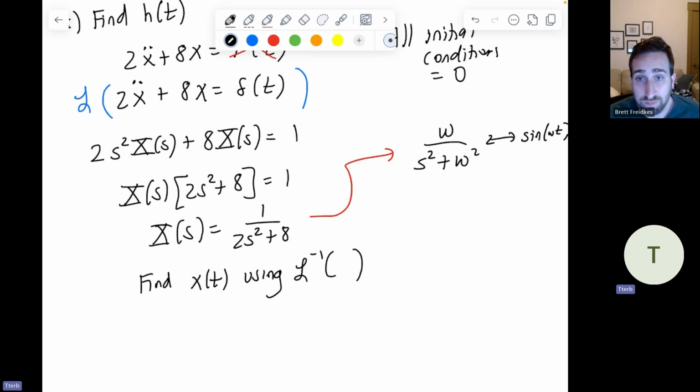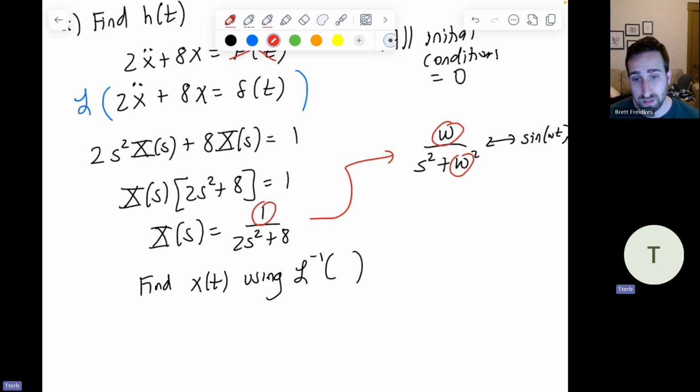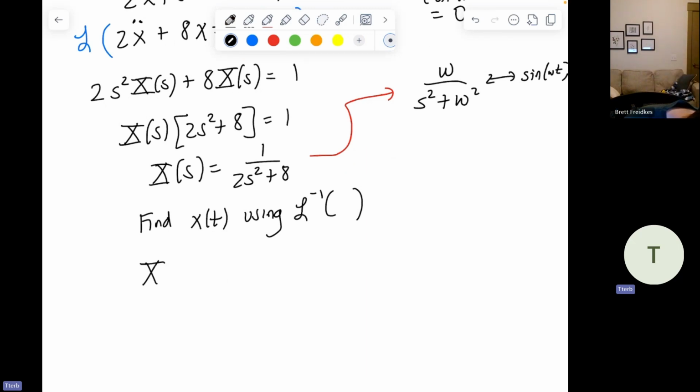So if we have the correct form, right now we don't because of a few things. One, there's a 2 in front of the s squared. That needs to be re-represented somehow. And depending on what omega is, we need another omega in the numerator. So we have to do all that manipulation to ensure that we match the table. Once we do that, we take the inverse to give a sine of omega t. So let's figure out what to do. Well, first off, I want to make sure there's no 2 in front of the s squared. So I'm going to factor it out.